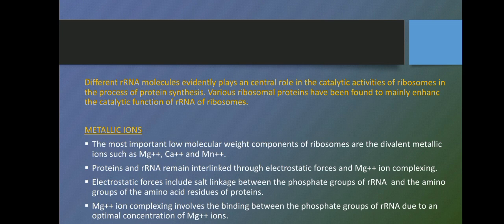Next is the metallic ions. The major metallic components found in the ribosomes are magnesium, calcium, and manganese ions. The proteins and the ribosomal RNA get linked through electrostatic forces and by magnesium ion complexing. Electrostatic forces include the salt linkage between the phosphate groups of ribosomal RNA and the amino acid groups of amino acid residues of the proteins. Magnesium ion complexing involves the binding between the phosphate groups of ribosomal RNA due to an optimal concentration of magnesium ions.